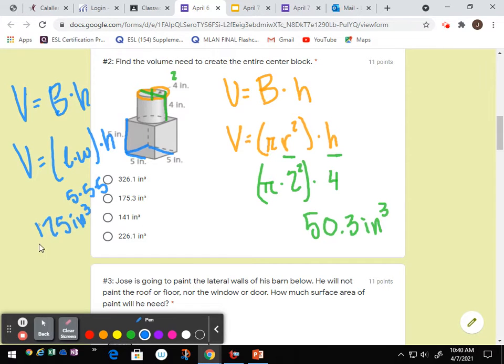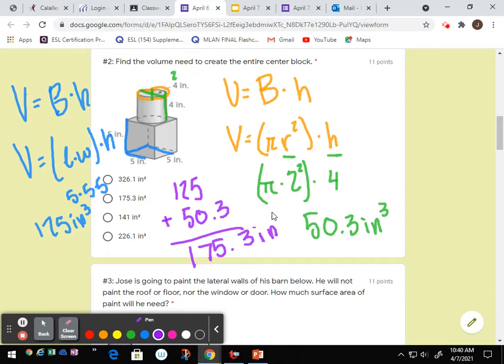All right. So we have our volume of our cube. We have our volume of our cylinder. So now all we have left to do is add the 2. So 125 plus 50.3. And when we add them up, we get 175.3 inches cubed, which is answer choice B.